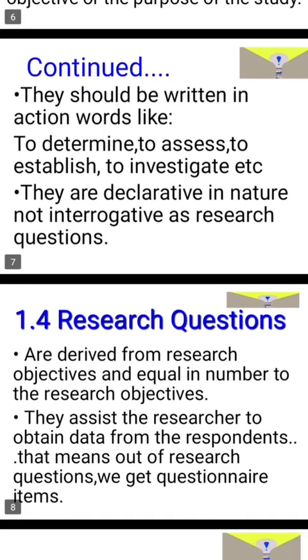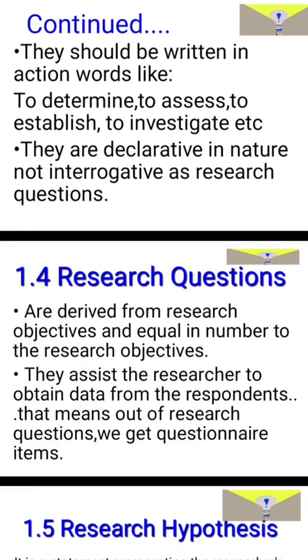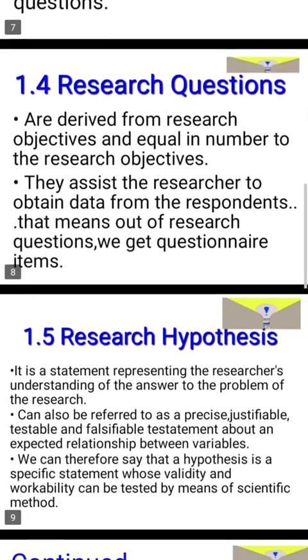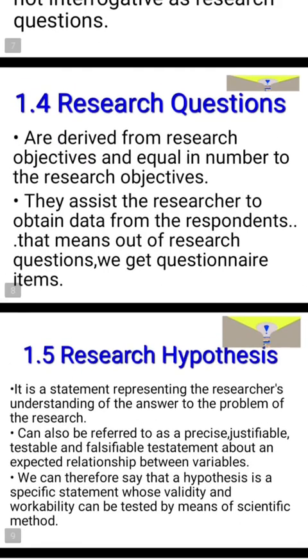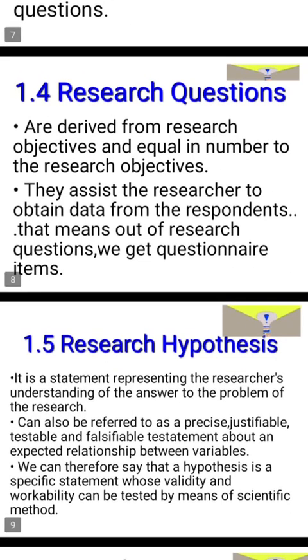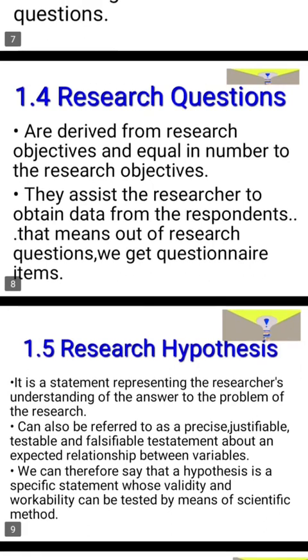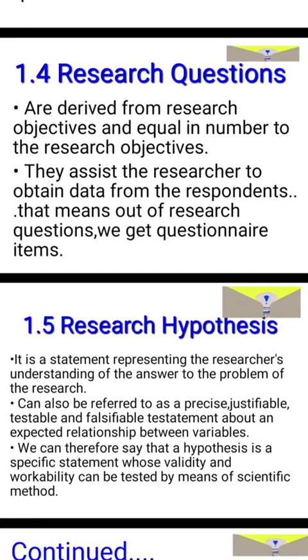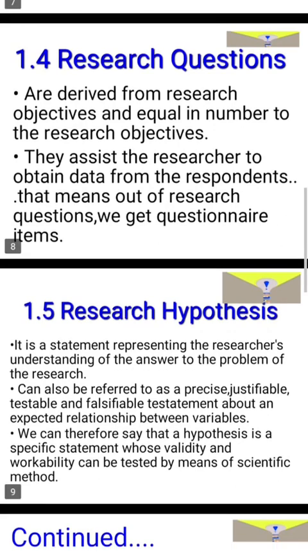Now when we look at research questions, it's also part of the introduction in our report, and this one can be named as 1.4. These are normally derived from research objectives, and they should be equally numbered to the research objectives. They just assist the researcher to obtain data from the respondents while collecting information for his or her research. That means that out of the research questions, we can get questionnaire items, and therefore research questions are interrogative in nature. They try to find answers.